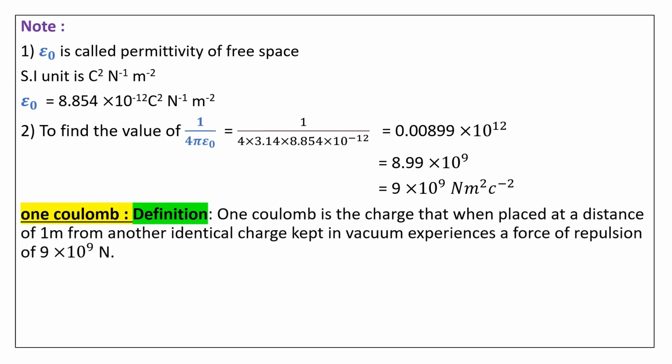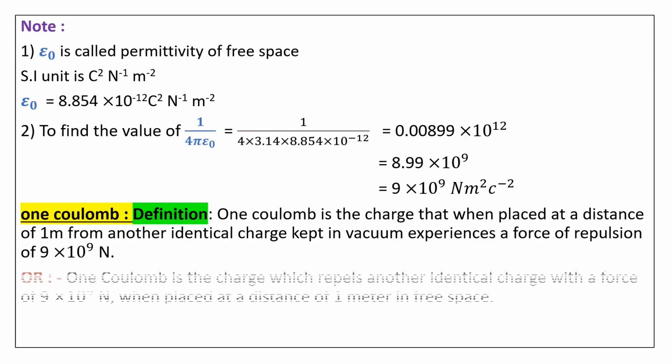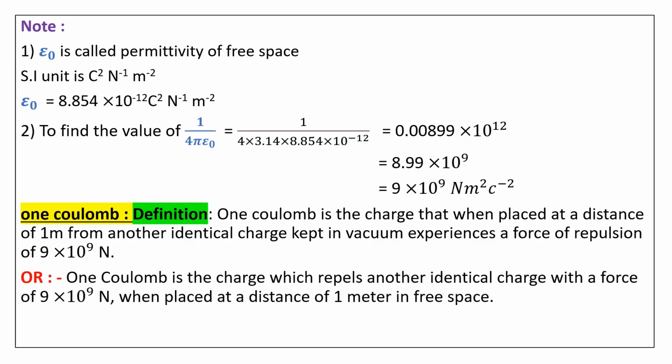1 Coulomb. Definition. 1 Coulomb is the charge that when placed at a distance of 1 meter from another identical charge kept in vacuum experiences a force of repulsion of 9 × 10⁹ Newton. Or 1 Coulomb is the charge which repels another identical charge with a force of 9 × 10⁹ Newton when placed at a distance of 1 meter in free space. SI unit of charge is Coulomb, C.